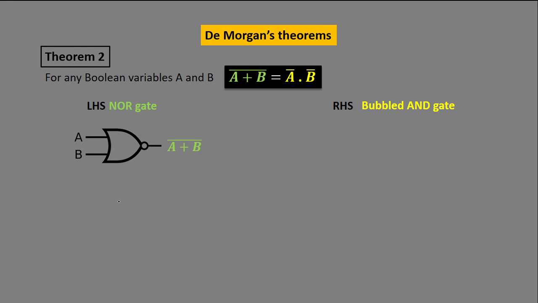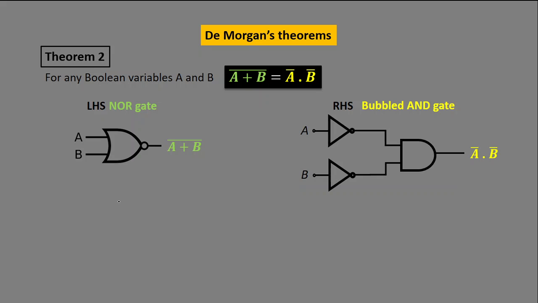Now let us see what the RHS side will be. Here you can see the RHS side has a dot, that means it's an AND gate, and the AND gate is receiving inputs A complement and B complement. That means the inputs A and B are given to the AND gate, but before that they are complemented individually. So a bubble must be present, that is, a NOT gate must be present before the AND gate. So the diagram will look like this.